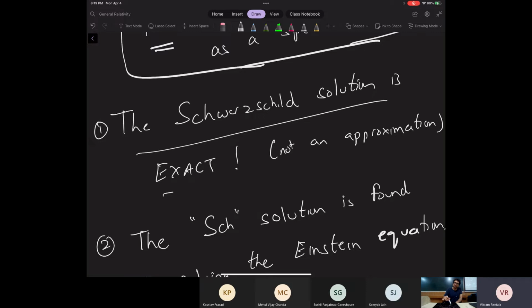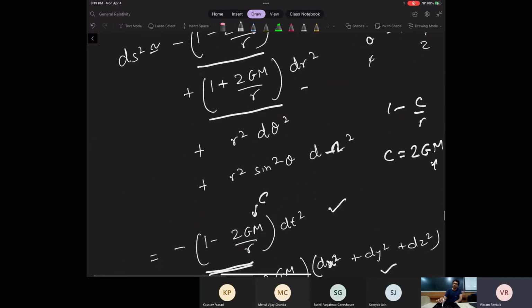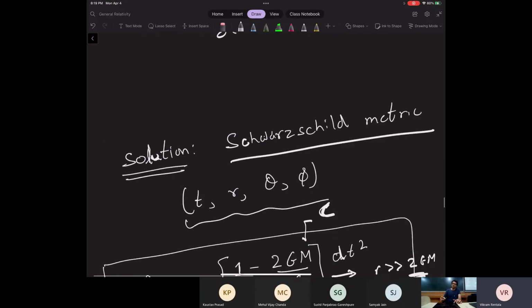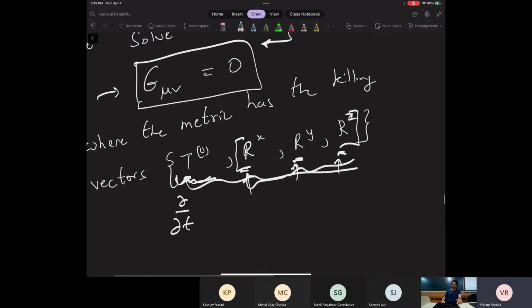Okay, it's not an approximation; it's exact. In the limit r greater than 2GM, it agrees with the weak field approximation, but this solution with the original 1 minus 2GM/r inverse is an exact solution to Einstein's equation. You can plug it into Einstein's equations to check this. Instead of trying to derive this, you can just check by plugging it into G_mu_nu equals 0, and you'll find that it's an exact solution.